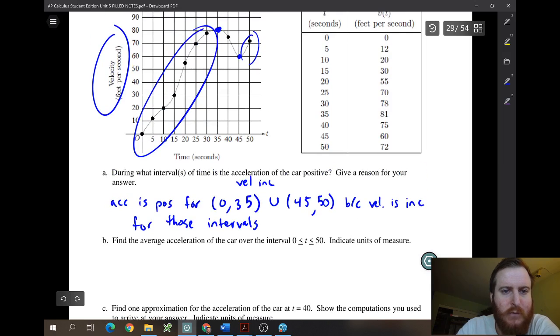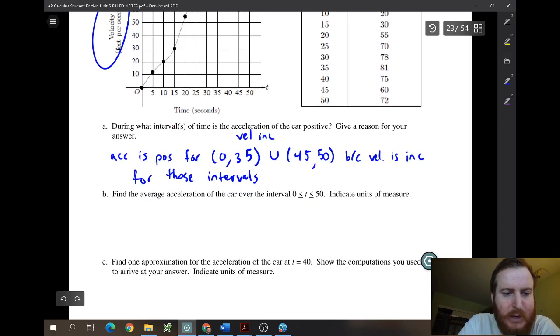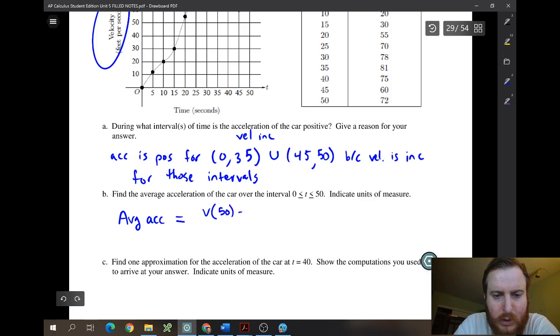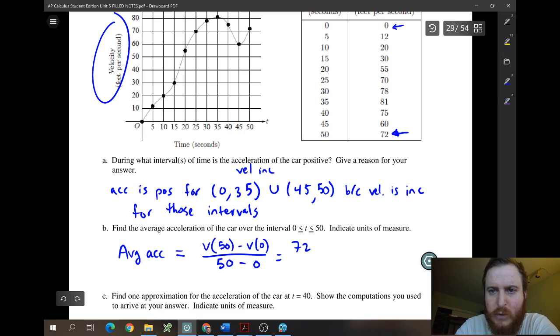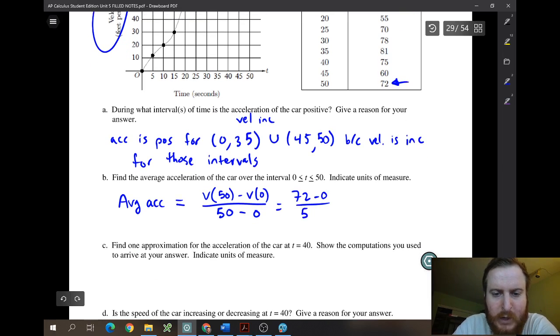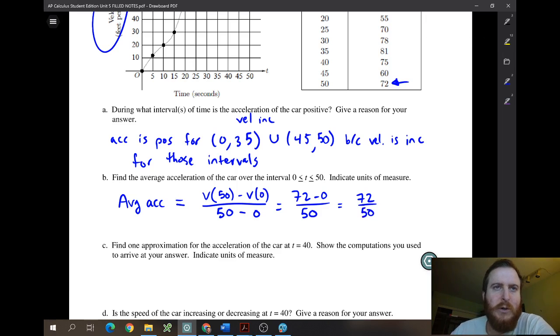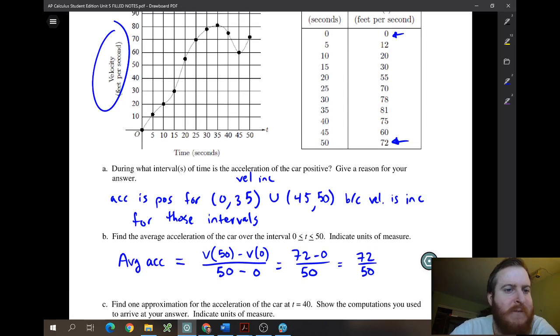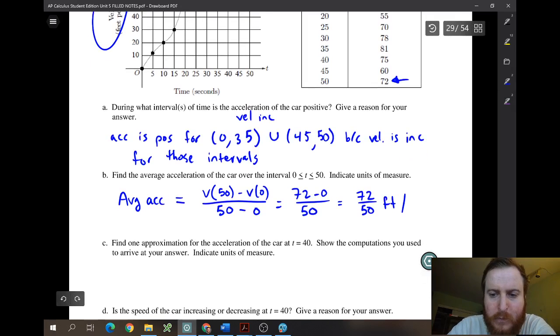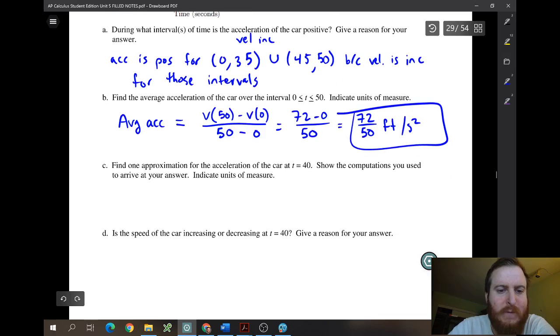Find the average acceleration. Our average acceleration formula, remember, was v of b minus v of a over b minus a. So our average acceleration will be equal to v of 50 minus v of 0 over 50 minus 0. I'll use the table. V of 50 is 72, and v of 0 is 0. So 72 minus 0 over 50, and they want us to indicate units. I'm going to leave this as 72 over 50. You could simplify it to 36 over 25 if we divide both by 2, but you don't have to. On free response, I like to just leave it. But now we do need units. Velocity was in feet per second, so acceleration will be in feet per second squared. Again, 36 over 25 would be fine, but I'm going to leave it like that.